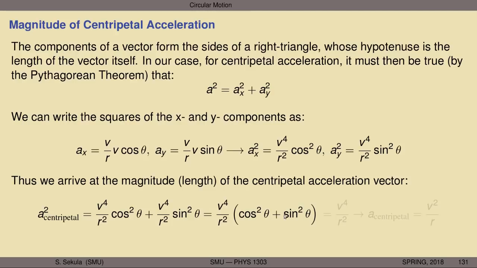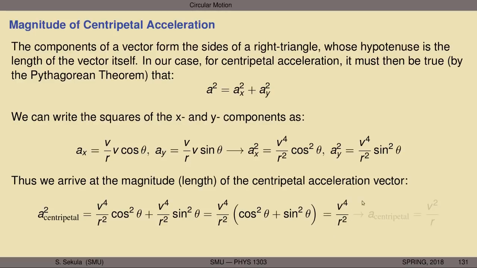Think back to your trigonometry. This is one of the beautiful identities in trigonometry. The cosine squared of an angle plus the sine squared of an angle is always equal to 1. It's one of the nice relationships between sine and cosine. Square the cosine of the angle, square the sine of the angle, add them, you always get 1. So I can substitute this thing in parentheses with the number 1, and that leaves me with just v to the fourth over r squared times 1, which is just v to the fourth over r squared.